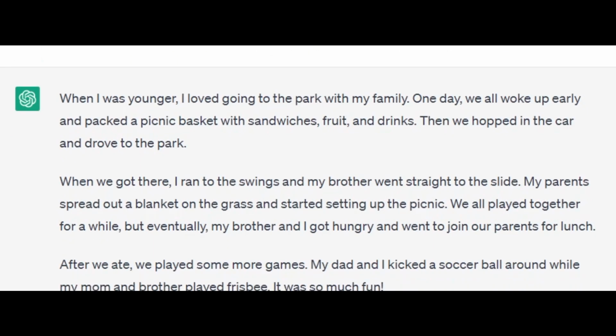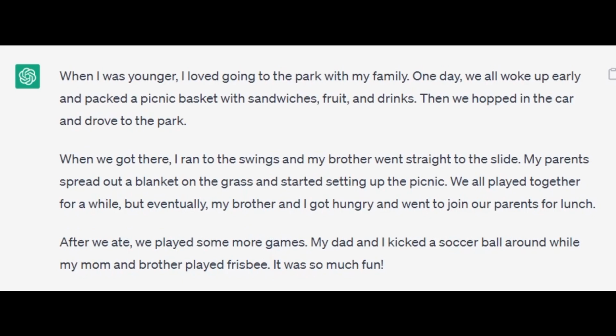My parents spread out a blanket on the grass and started setting up the picnic. We all played together for a while, but eventually my brother and I got hungry and we went to our parents for lunch. After we ate, we played some more games. My dad and I kicked a soccer ball around while my mom and brother played frisbee. It was so much fun.